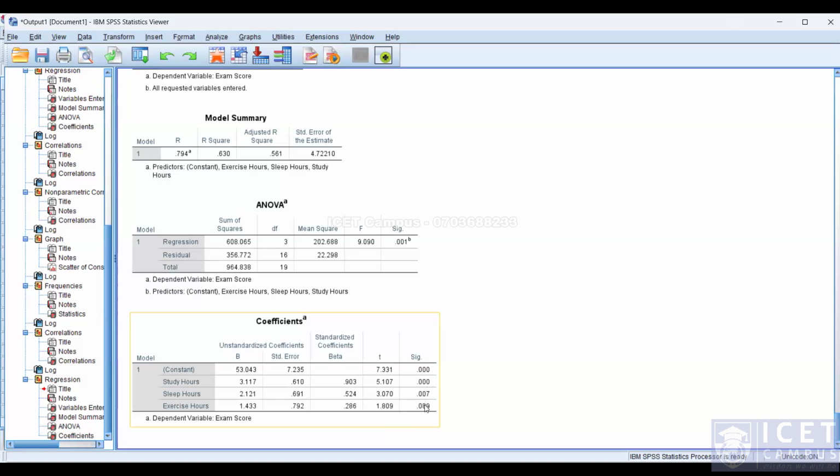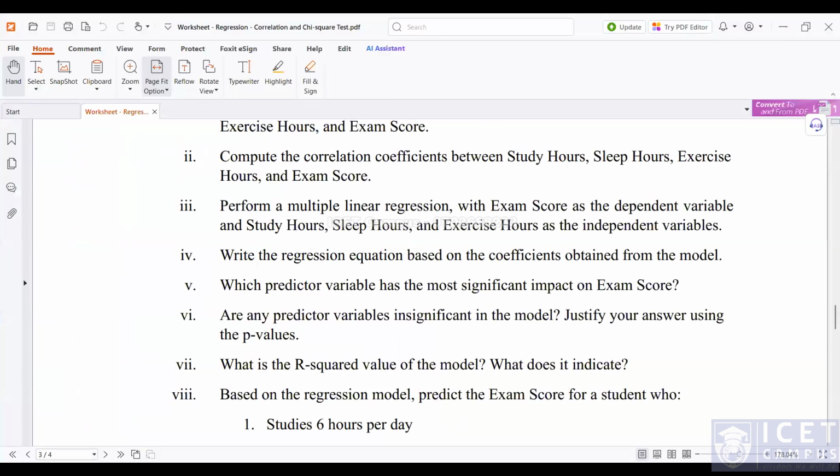These three. So study hours, sleep hours, and constant are significant, but exercise hours are not significant, because that is greater than 0.05. So that you can report here. What is the R squared for the model?